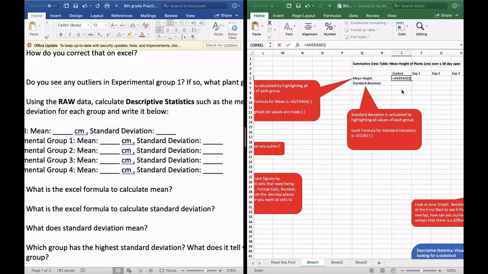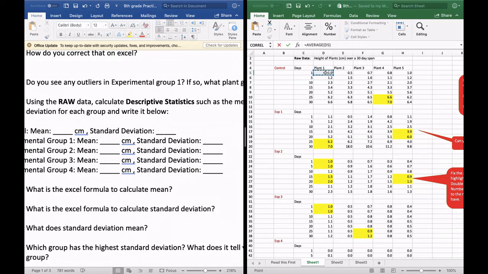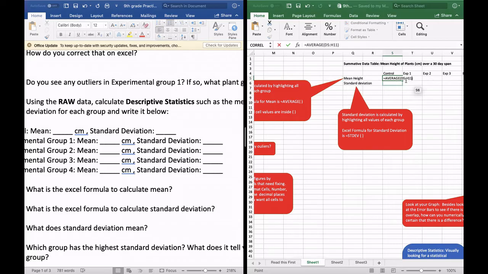So when you click on average here, notice that two parentheses open here. So you're going to input your data within those parentheses. You're going to go back to your control data and highlight everything. Remember, shift down and right. And notice that when you do that, Excel automatically puts in the cell numbers for each box. Then all you have to do is hit return and it calculates the mean for you.